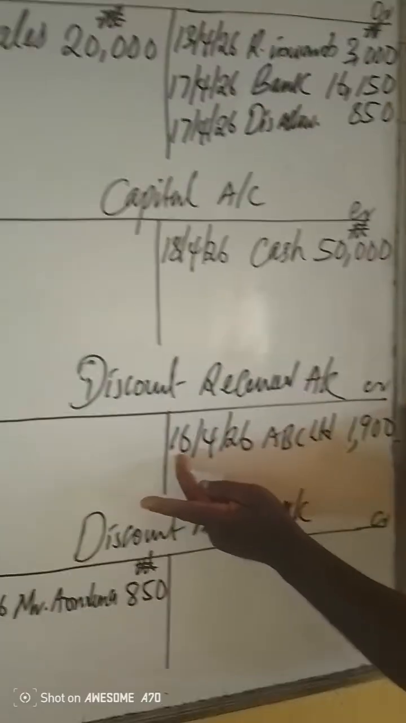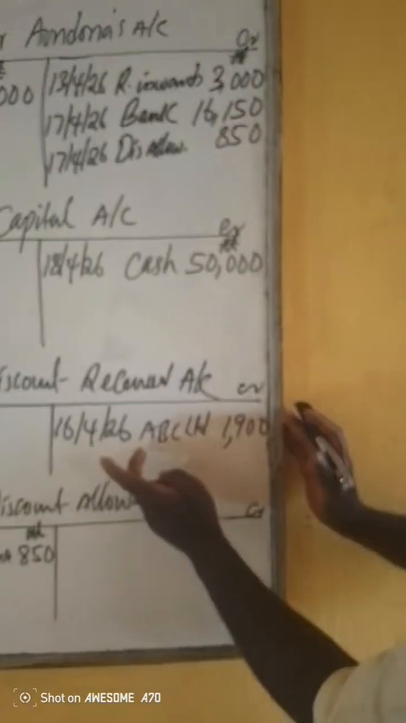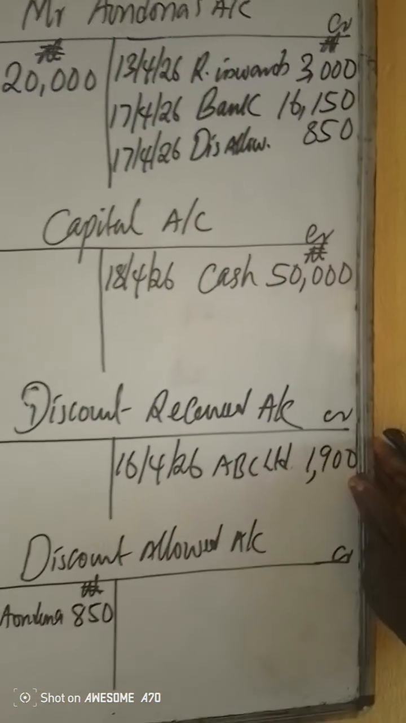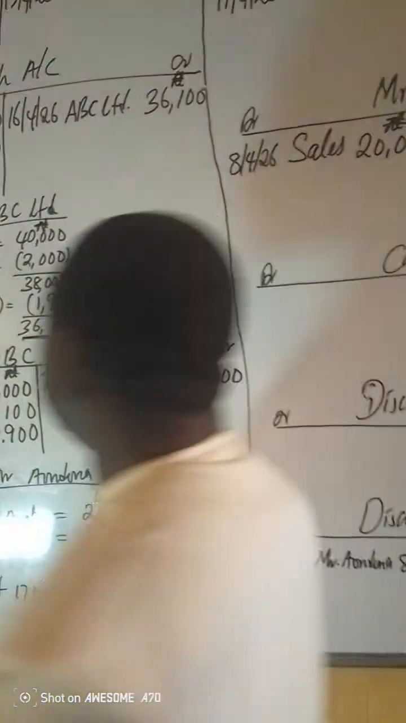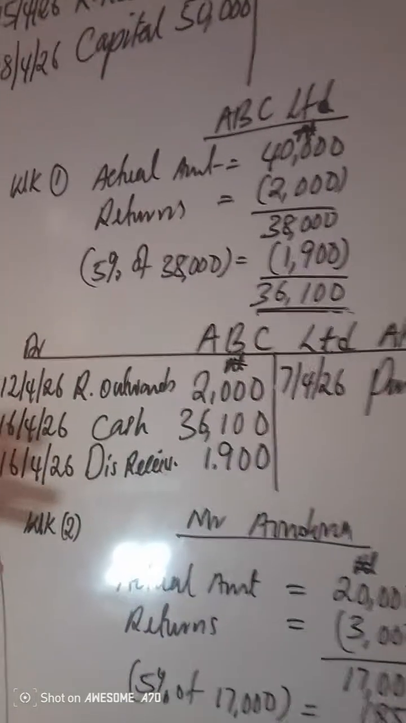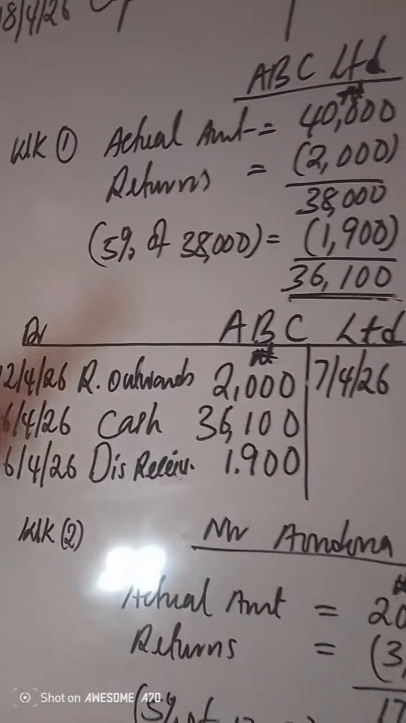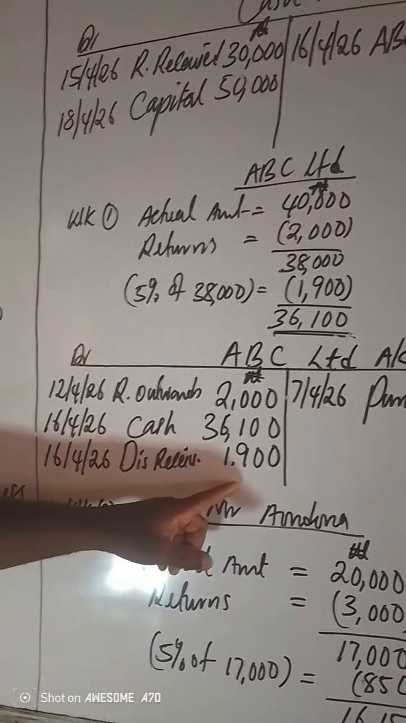Now say, on this fateful day, 16th of April 2026, discount received by ABC from ABC Limited was 1,900. Then the corresponding entry will now come to the receiver account here, which is from this account. So in this case, the receiver account becomes from ABC Limited, which you now see discount received 1,900.